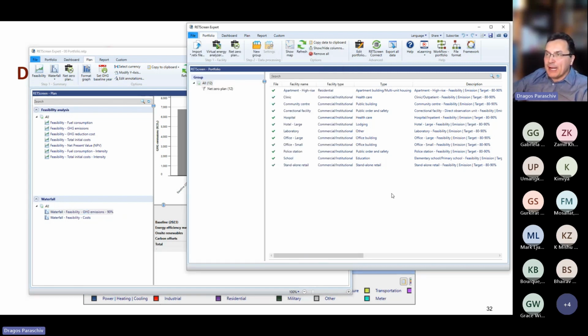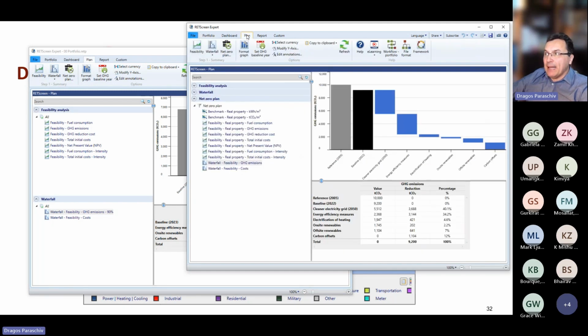If you want to practice again with RETScreen, you have a variety of portfolios that are available in RETScreen. This one here is a portfolio that the RETScreen team developed to exemplify a net zero plan, which is based on a portfolio of buildings with various usages and with various implementations of energy efficiency measures identified in the archetypes. All these are actually archetypes that were used here.